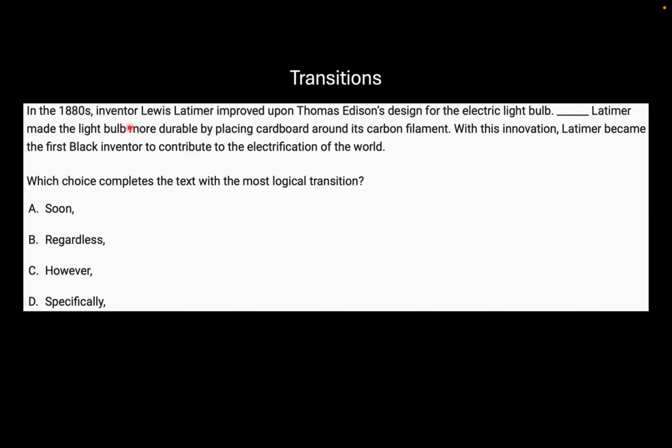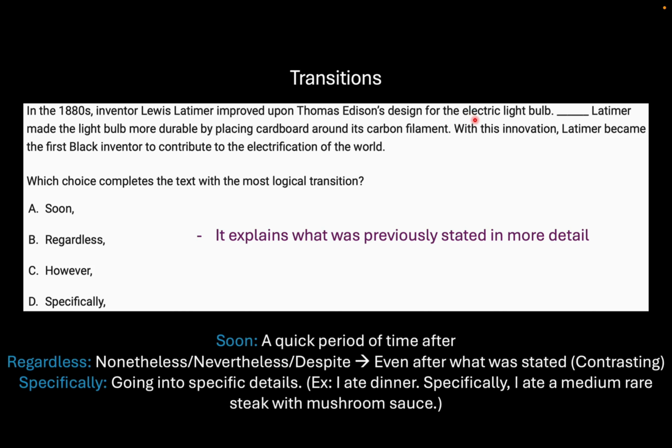In the 1880s, inventor Louis Latimer improved upon Thomas Edison's design for the electric light bulb. Latimer made the light bulb more durable by placing cardboard around its carbon filament. With this innovation, Latimer became the first black inventor to contribute to the electrification of the world. So this basically explains what was previously stated, but in more detail. So it explained it in more detail.